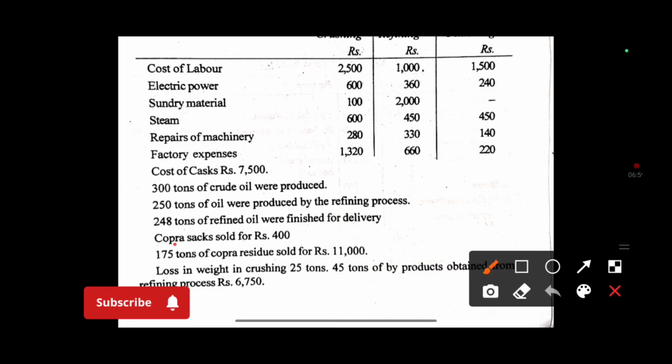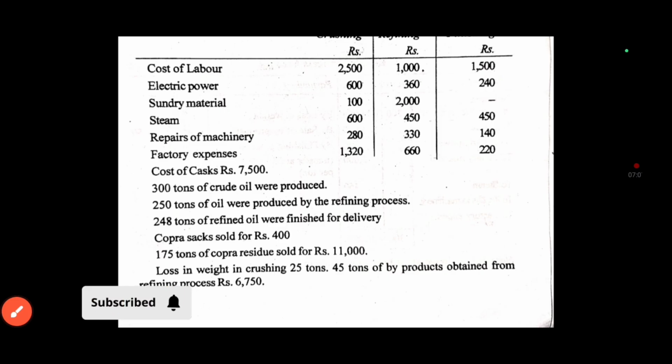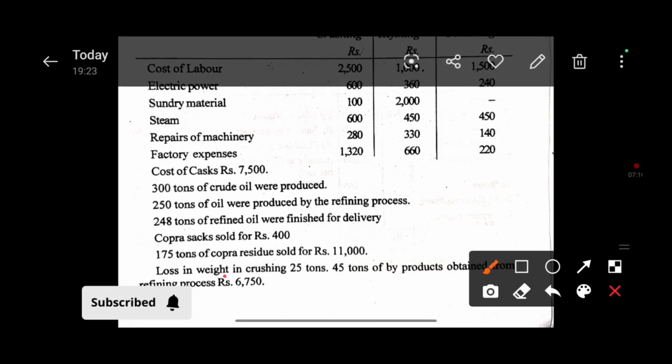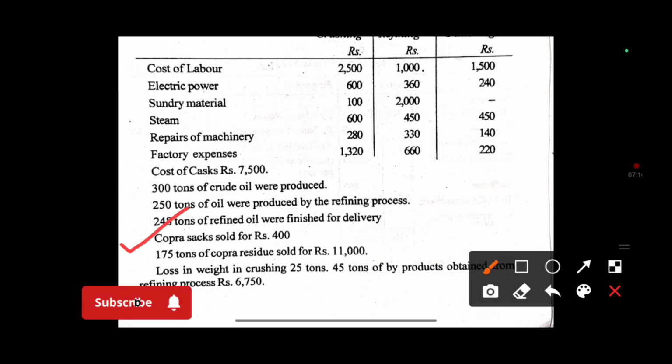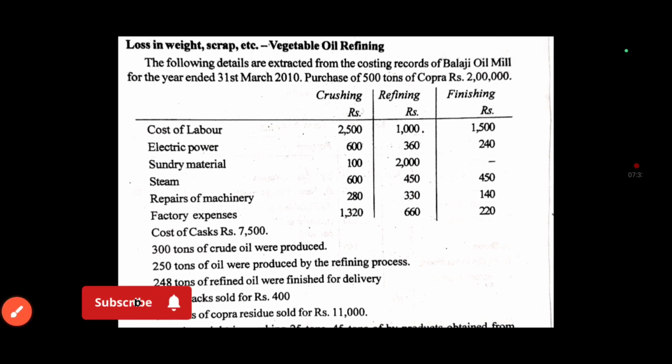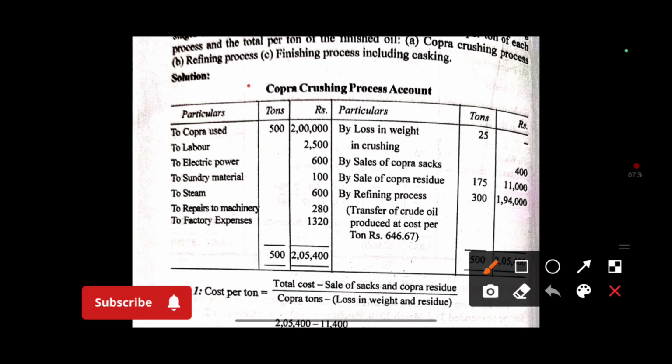The copra stocks sold for 400. So listen, copra stocks belong to the copra crushing process account. Which account do copra stocks belong to? Copra stocks belong to the copra crushing process account, because we have the clue, copra. So we have three processes. We need to prepare the three process accounts: crushing process, refining process, and finished process account, right? Among these three, now we are preparing the first process account, the copra crushing process.